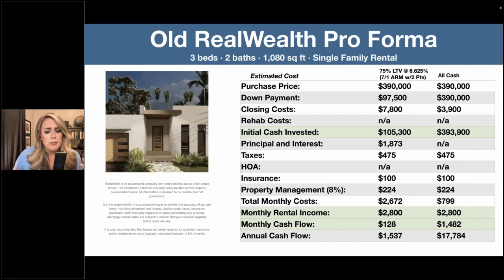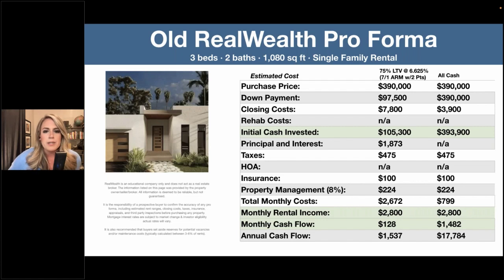So we at RealWealth have tried to create a standard pro forma on our platform to make it as easy as possible for our members to look at properties from 15 different turnkey providers, but understand what they're looking at, and have some continuity in analyzing the deal. It's very difficult to do, but this was our standard old RealWealth pro forma, very basic.